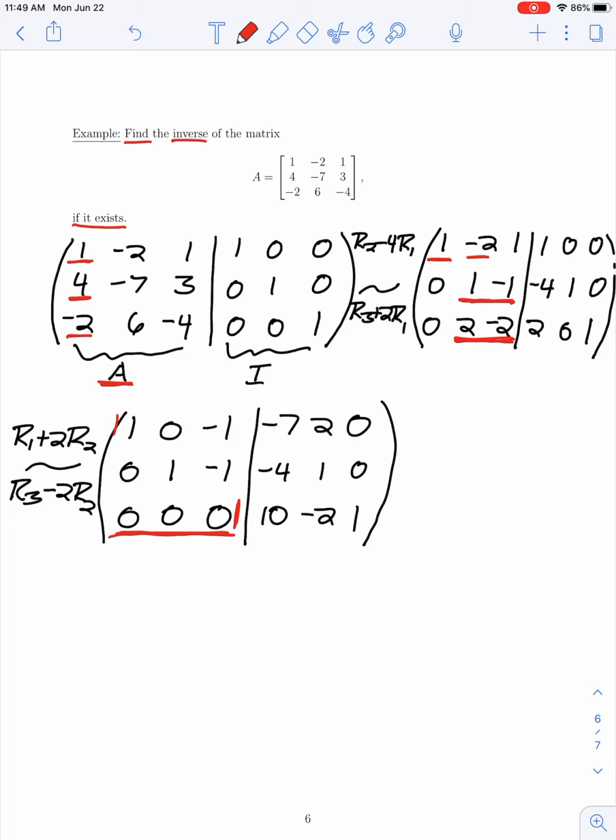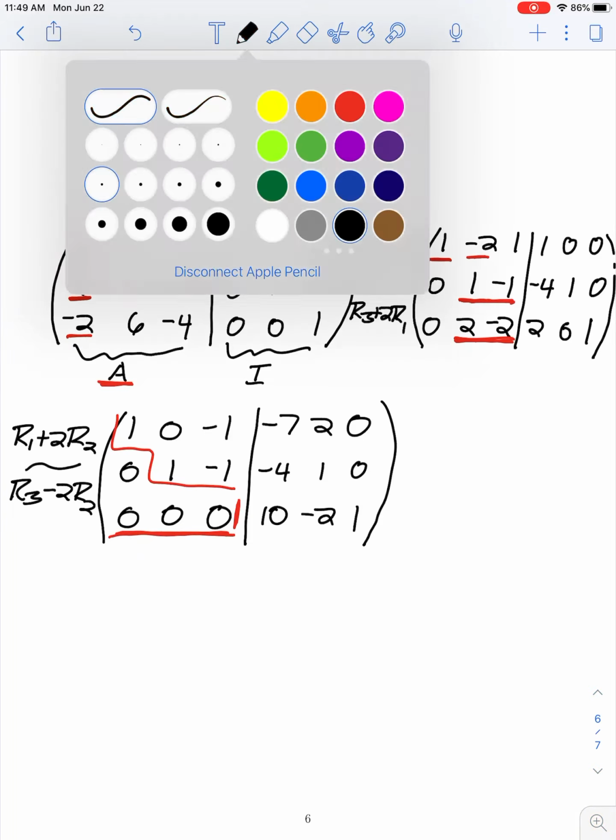So we see here that this reduced row echelon form of the matrix A is not equivalent to the identity matrix. Therefore, it's impossible to find an inverse. This matrix A does not have an inverse. It is singular.